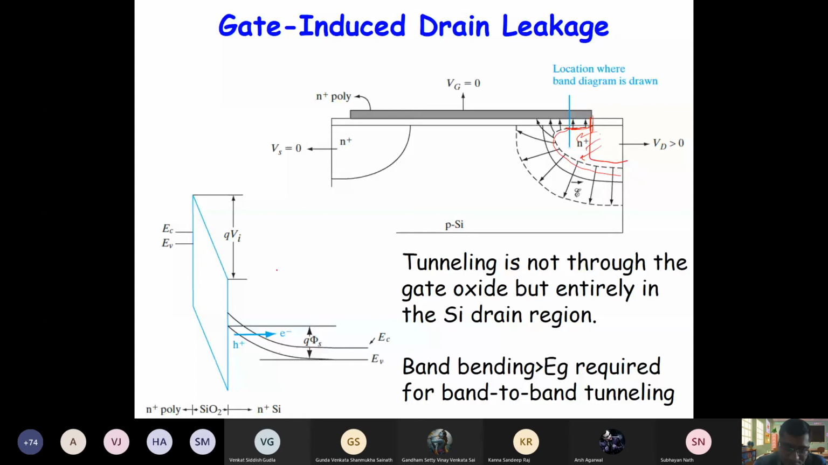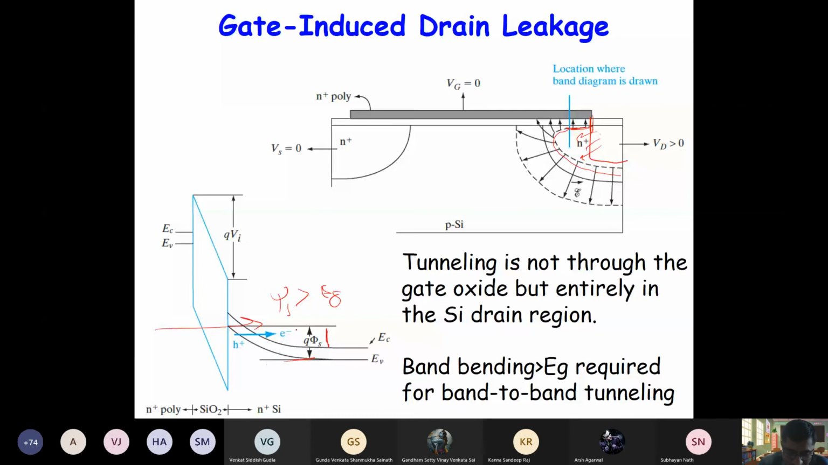Now how does that happen? This oxide is quite thin, right? So these electrons here can tunnel to the drain, and that will increase the drain current. Now this tunneling will take place only when the bending is enough so that you see a conduction band here. That means this bending, the psi s, is more than the band gap, right? If this bending is more than the band gap, then you will see those carriers tunneling here, right?